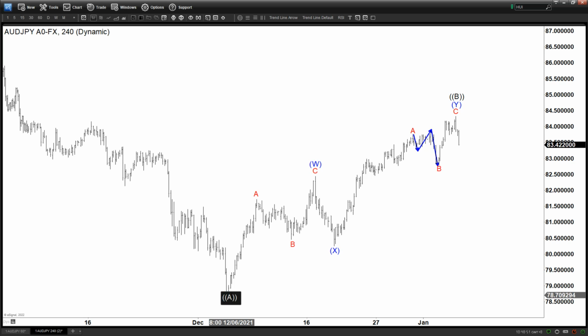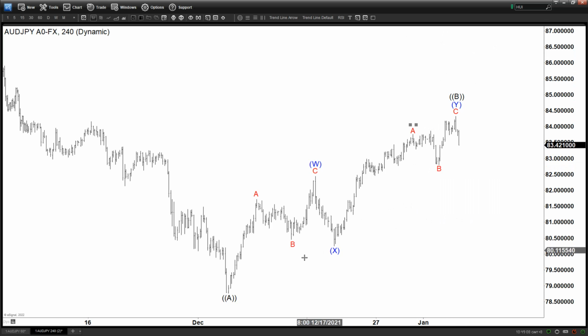So again, even with limited labels, if you are good enough in Elliott wave, you could reconstruct the larger degree partially. I mean, you can, to a certain point, reconstruct what is happening.